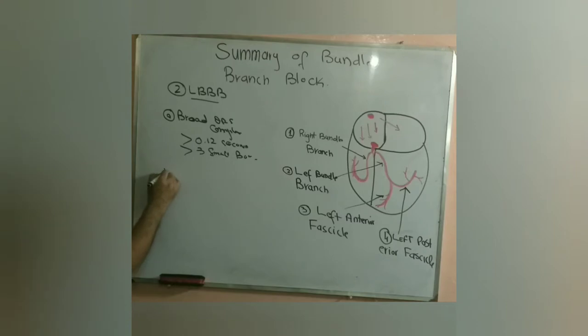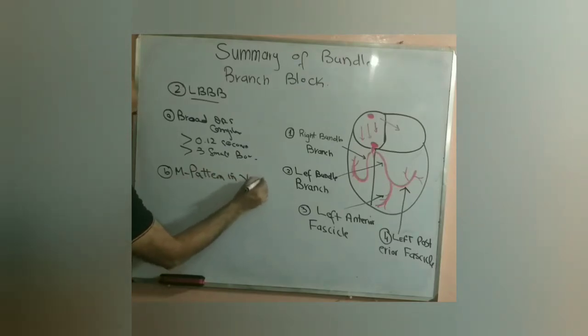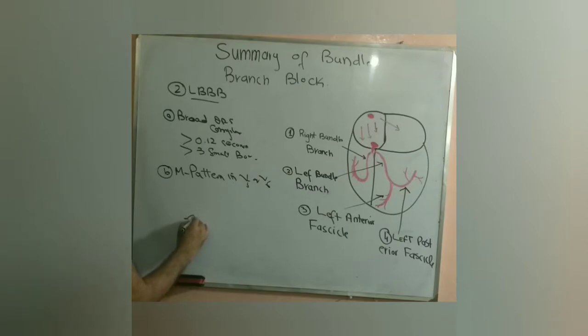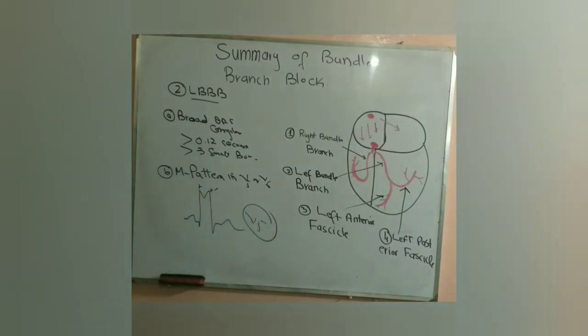Secondly, there will be an M pattern in V5 or V6. It will be something like this. So whenever you look at the ECG and there is broadening of the QRS complex, more than 3 small boxes or more than 0.12 second, and there is an M pattern or 2 notches, R and R prime, in lead V5 or V6, this will be known as left bundle branch block.